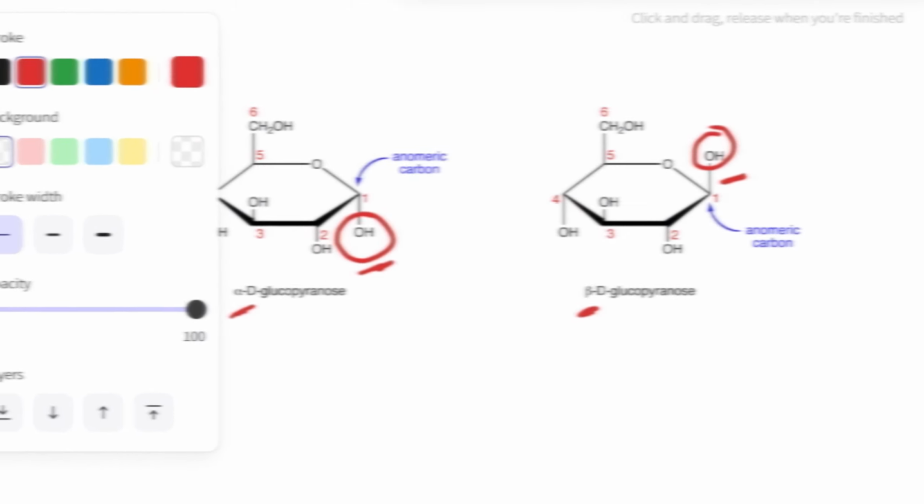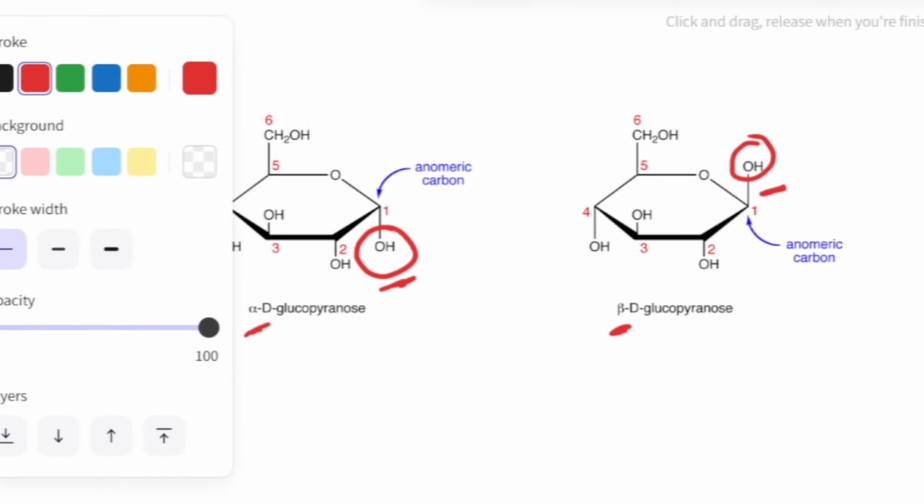For D sugars, if the anomeric hydroxyl group is down in the Haworth projection, it's alpha. If it's up, it's beta. Think of it like a namaste gesture. Alpha bows down, beta stands tall. This seemingly small difference is huge for how enzymes recognize and interact with these sugars, and how they link together to form larger structures, influencing everything from digestibility to structural rigidity.